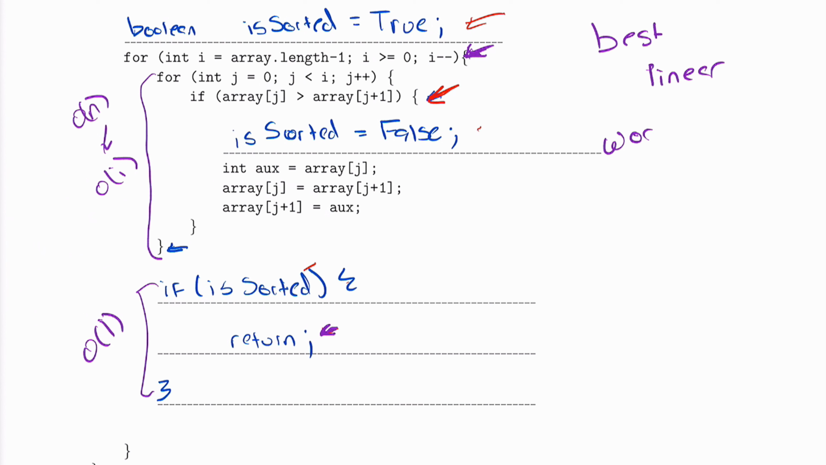And then what's the worst case? Well, assuming this does get set to false, it's going to keep running, and it will run n of these, which means worst case is still n squared. So that allows us, in the best case, to short circuit it.